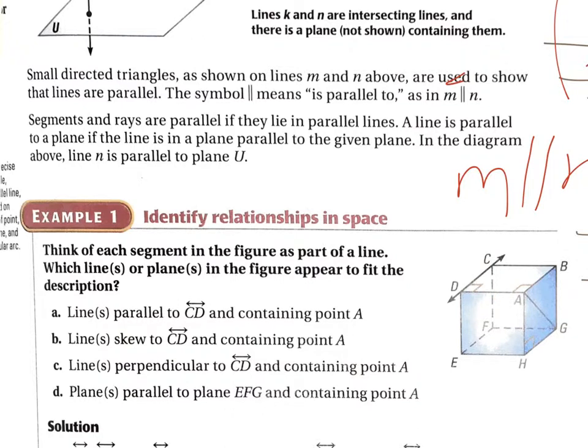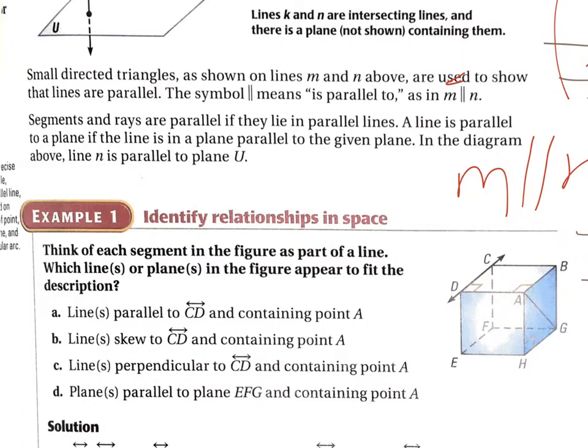Okay, and for question D, we have planes parallel to plane EFG. So EFG is right down here, and containing point A. This one should be pretty obvious. It kind of looks like the bottom of the box down here. This is the top of the box, so that's going to be the parallel part. So we can just call this plane ABC.